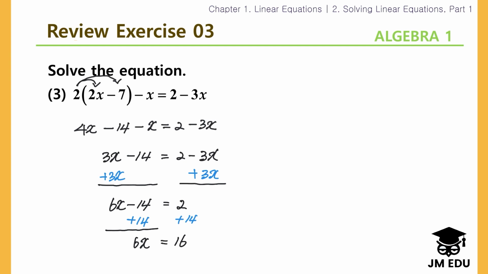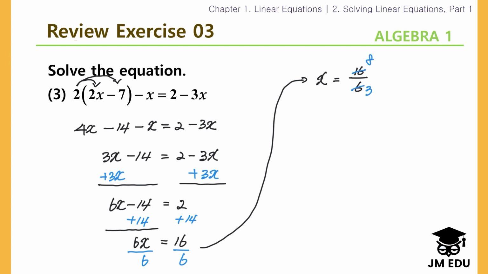Now finally, divide each side by 6 to find the solution x. So x is equal to 16 over 3. I'm sorry, it's 16 over 6. And we can actually simplify this. 2 times 3 is 6. 2 times 8 is equal to 16, right? So the solution x is 8 over 3.